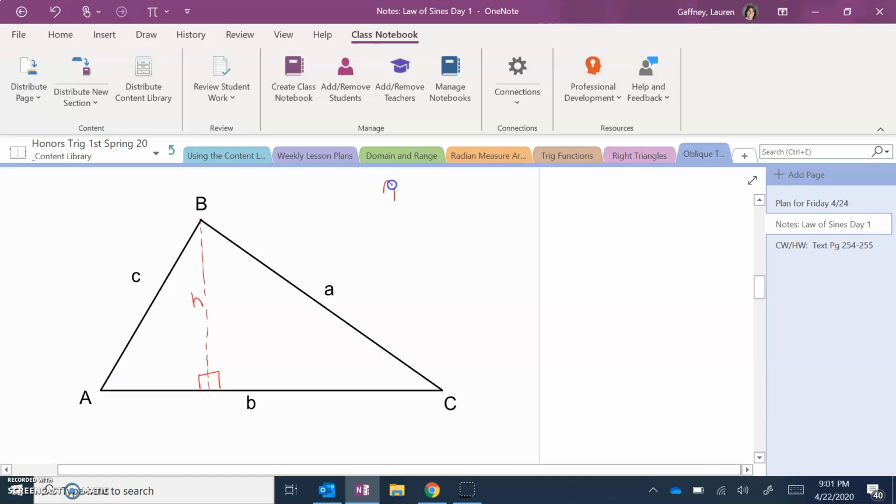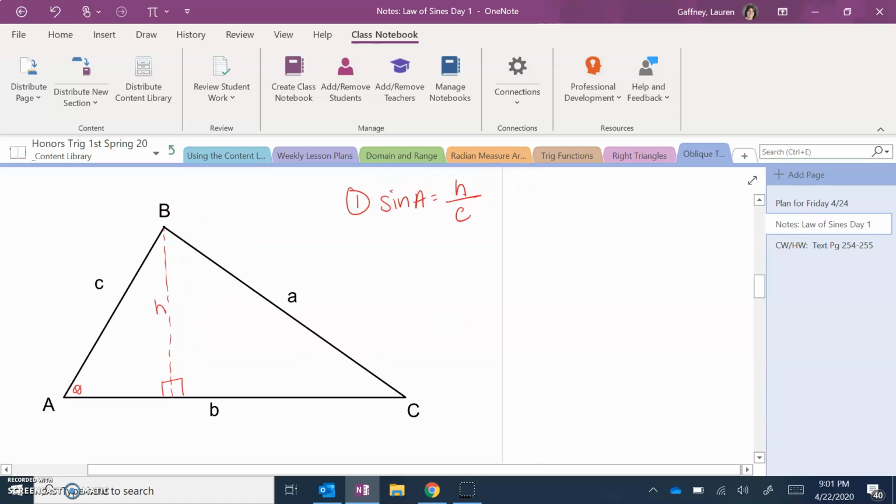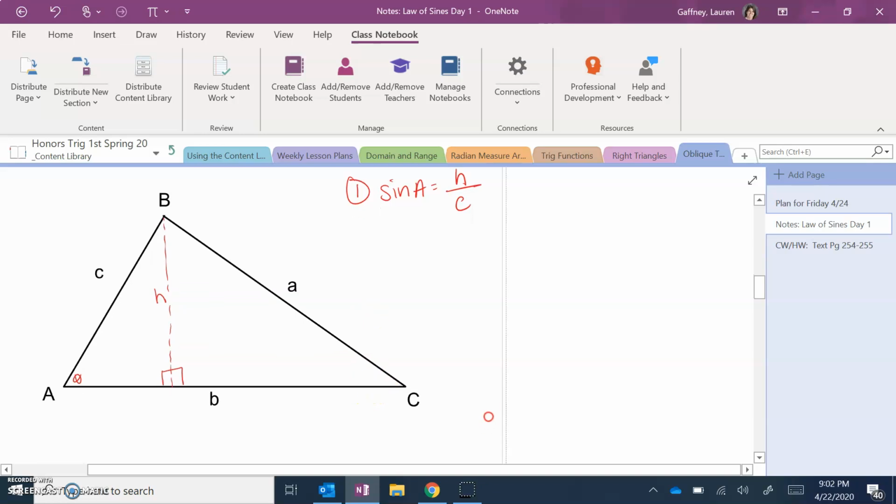And I'm going to do two different things here. I'm going to say sine of A, so this angle right here, is equal to the height over C for this little triangle that you have here. At the same time, I'm going to look at this other triangle. Now recognize those two smaller triangles have the same height. Okay, so keep that in mind. So now I'm going to use a different Greek letter here. Not that it really matters.